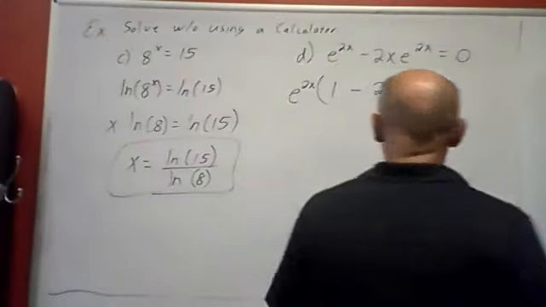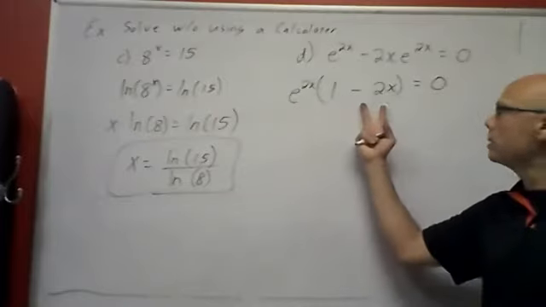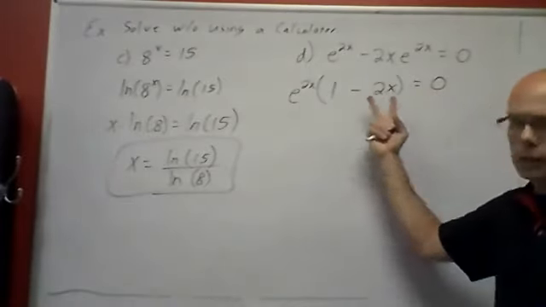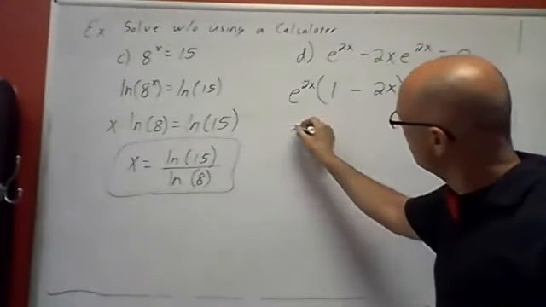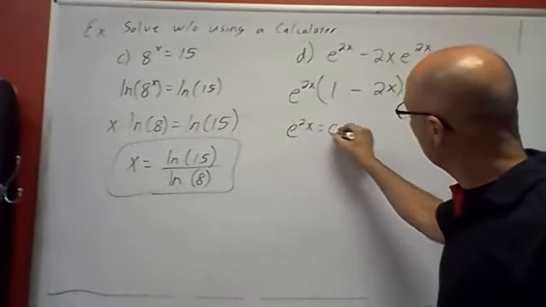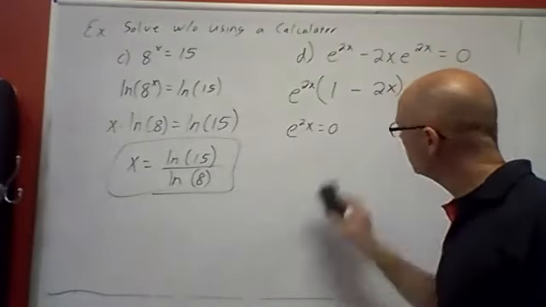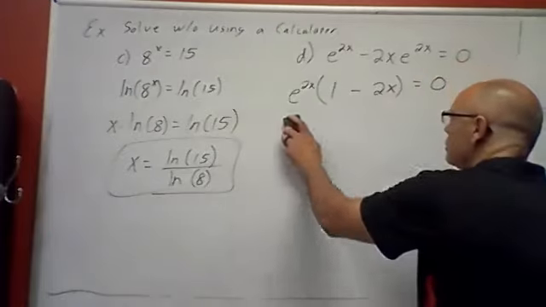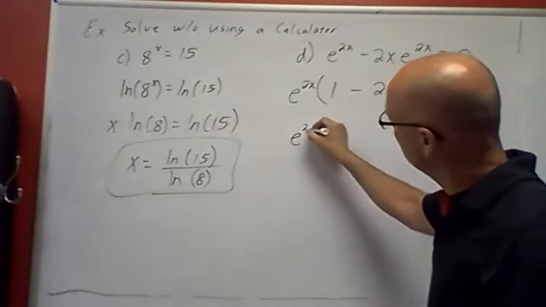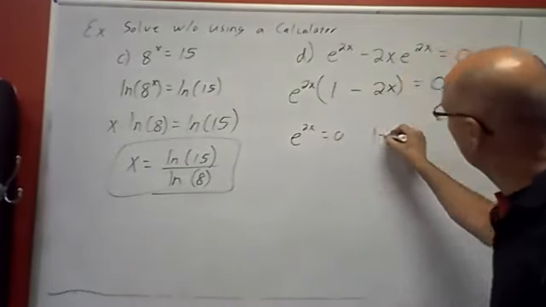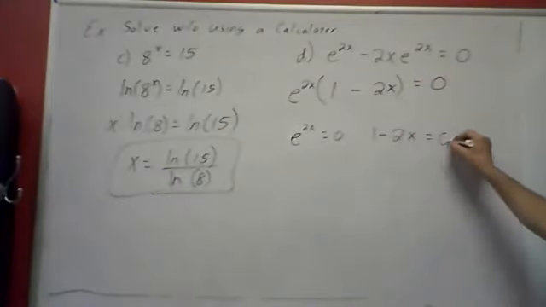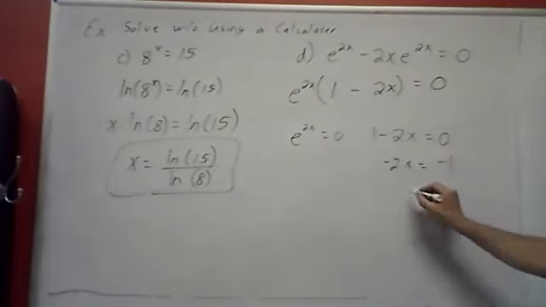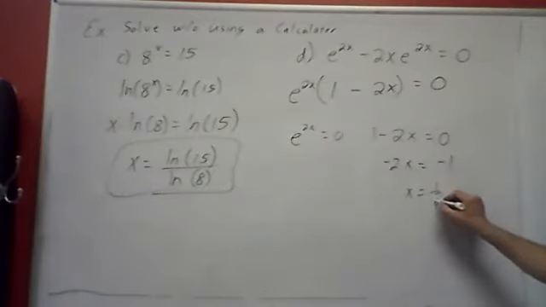Now, what do we do? We take each one of these factors here and set them equal to 0. So e to the 2x is equal to 0, and this part is going to be equal to 0. E to the 2x is equal to 0, and 1 minus 2x is equal to 0. This part's easy to solve. Negative 2x is equal to negative 1, so x is 1/2, right?